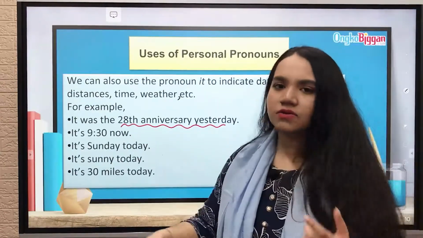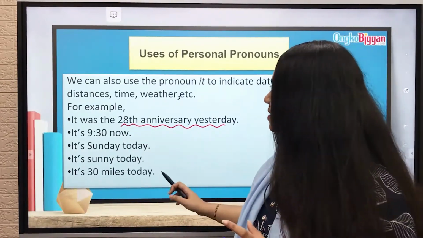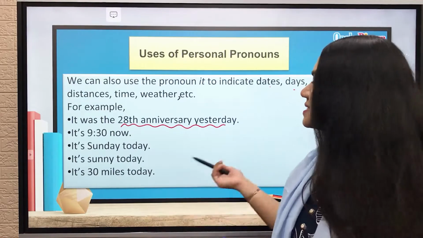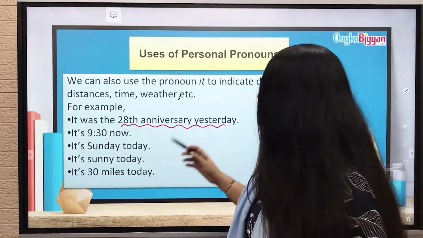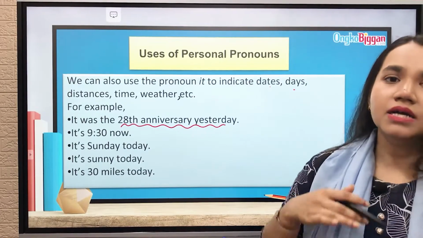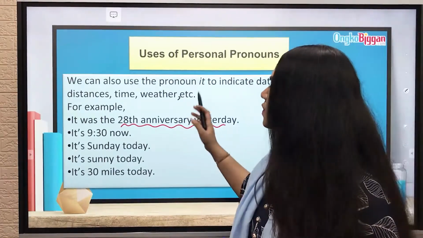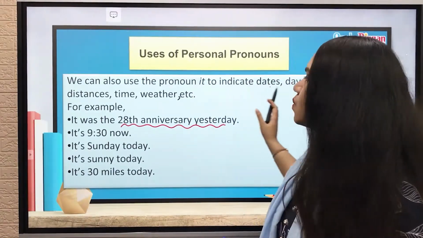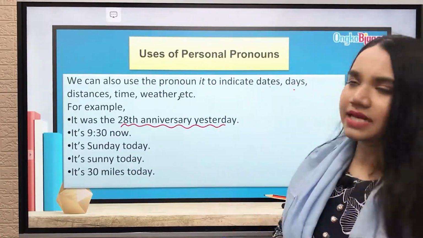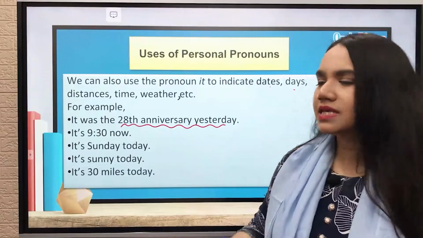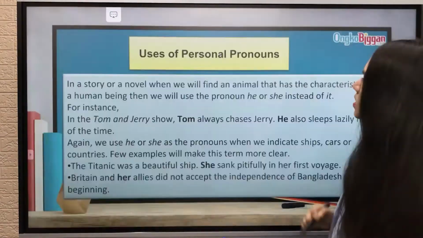It's 9:30 now. It's of course a time. It's Sunday today, so it's a particular day. It's sunny today, so this is the weather. It's 30 miles today, so this is once again a distance. So in order for you to replace these words, whenever we find distance, time, weather, dates, days, etc., we can use the word it in order to replace them.